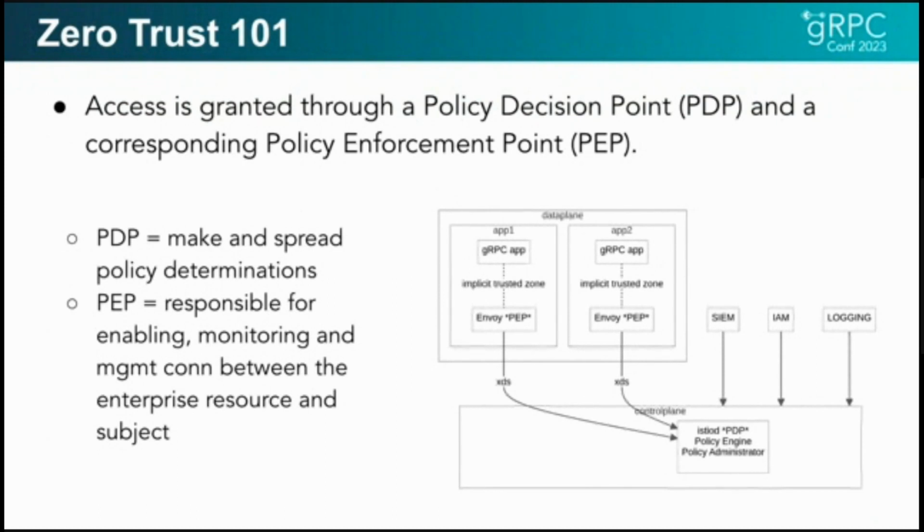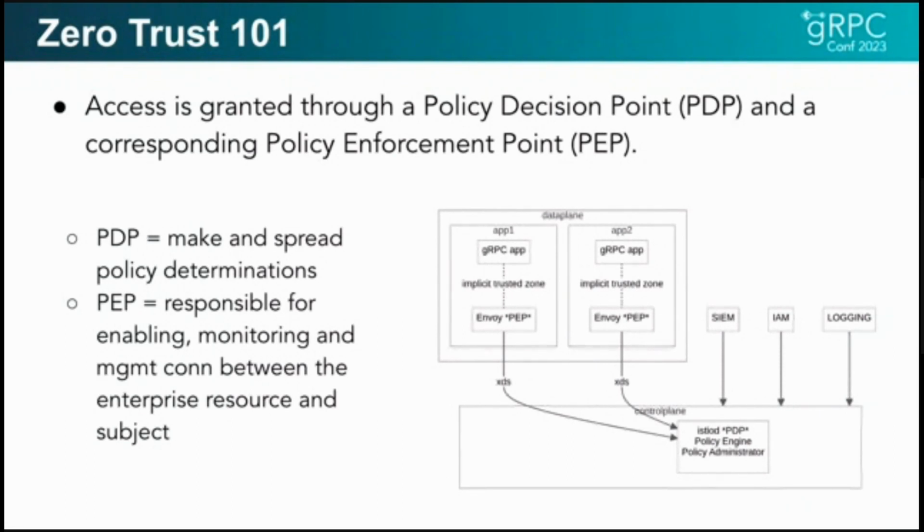It is like the brain of your architecture. So Istiod takes the role of policy engine and policy administration. The other side of this is the data plane, where your proxy, like Envoy in the traditional architecture, and you can consider this as a PEP. It is responsible for enabling, monitoring and managing the connection between the enterprise resource and the subject that your policy will be applied to, as you're going to see in the front, with the connections being managed by this Istiod.